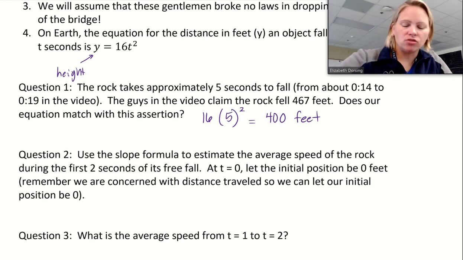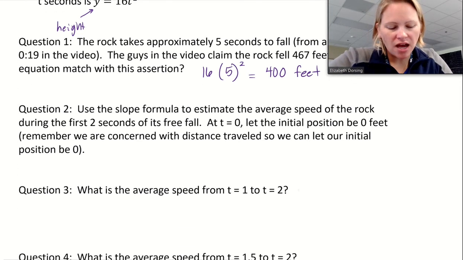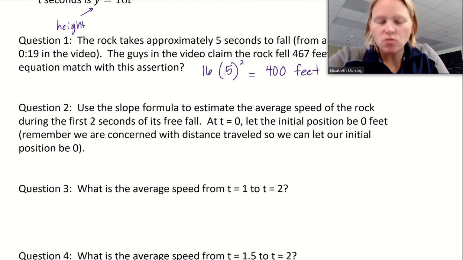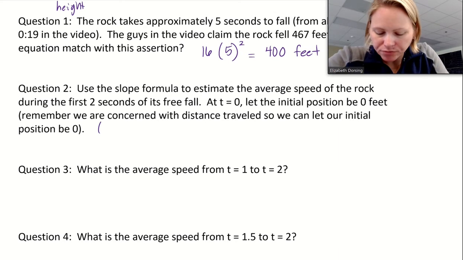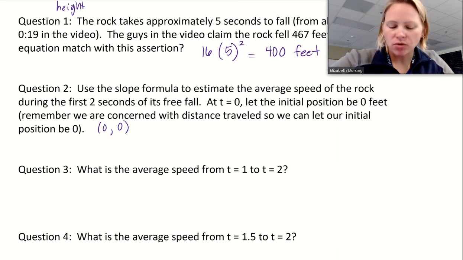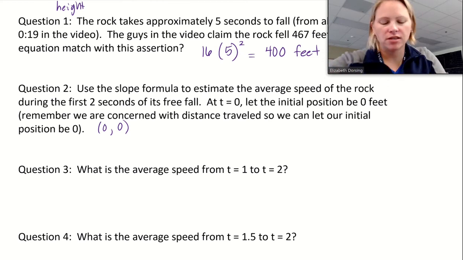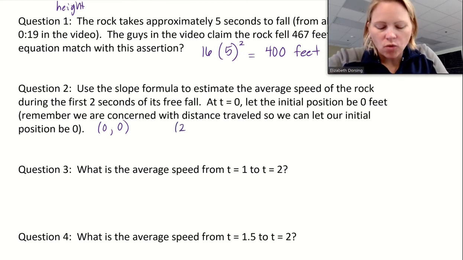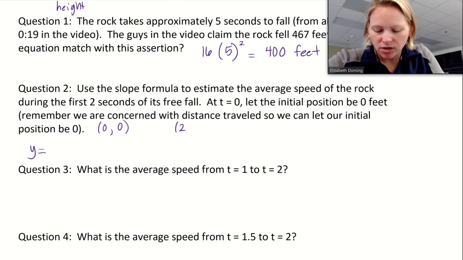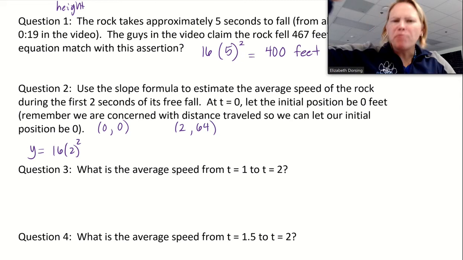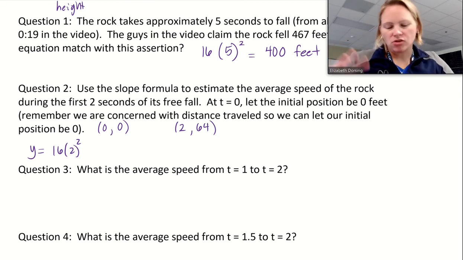So now question two: use the slope formula to estimate the average speed of the rock during the first 2 seconds of its free fall. So what we need to do is say, well, the beginning point that we're going to start with is (0, 0). So at time 0, it has fallen 0 feet. At time 2, we need to plug 2 in. So I'm going to go over here. y is 16 times 2 squared. That's going to be 64. So it's gone about 64 feet in the first 2 seconds, according to our equation.